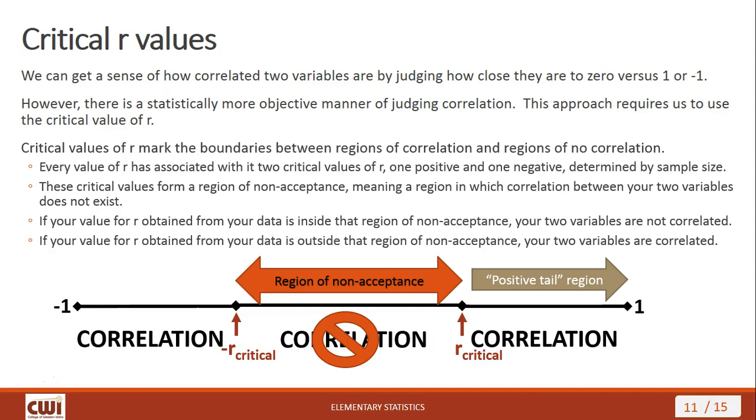So when he talks about a positive tail region, he's talking about this region here on the right. That's where your R value is greater than your positive critical R value. Likewise, there's a negative tail region on the left where the R value that you have is less than the negative critical R value that you have for your given sample size.